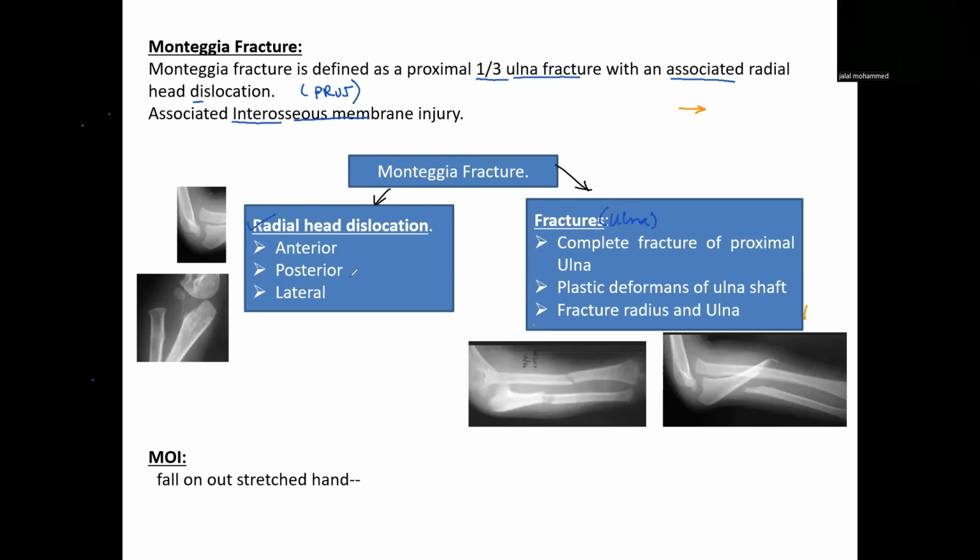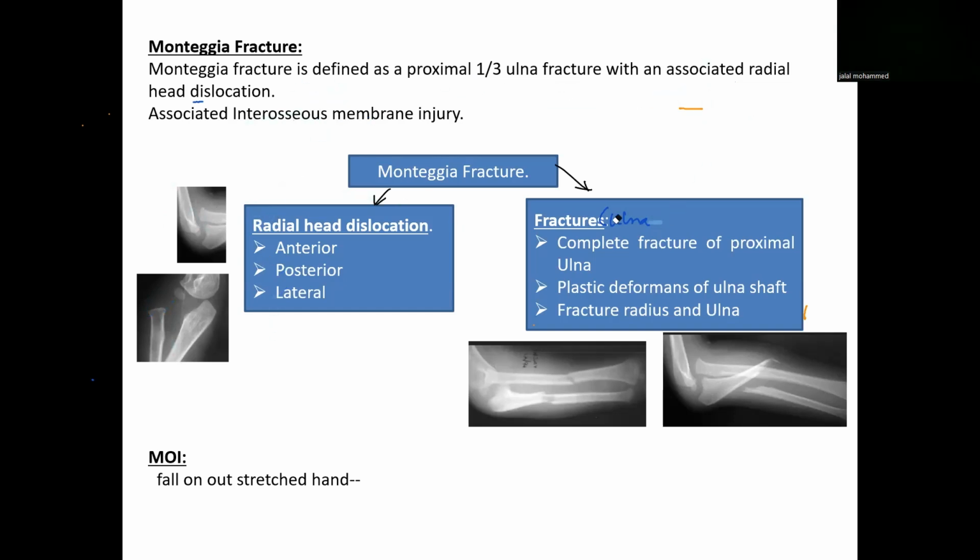The radial head may be dislocated anteriorly, posteriorly, or laterally. Here, if you see, this is anterior and this is lateral. So it may dislocate anteriorly, posteriorly, or laterally. This is the radial head, and it is associated with a fracture of the ulna.